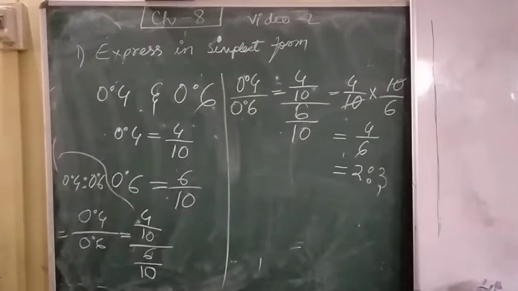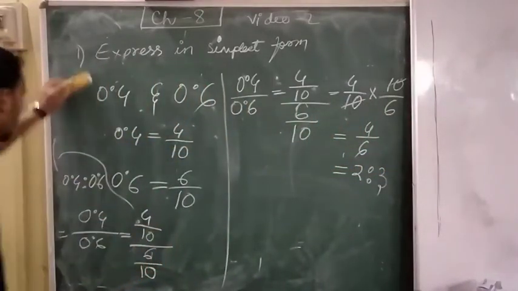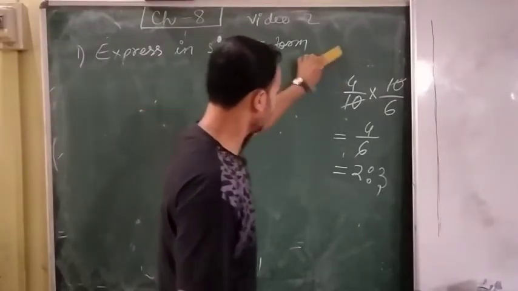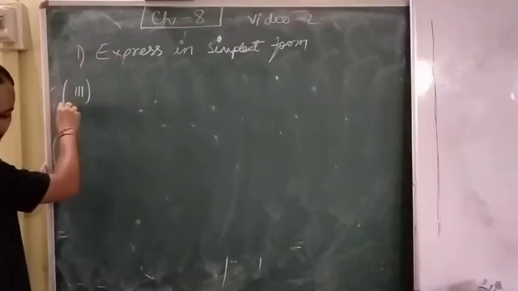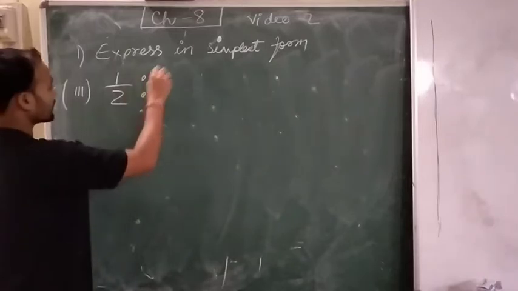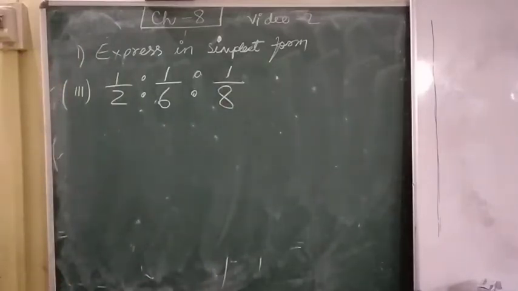Now, see, question number 3 you see. Question number 3 is a bit different. Question number 3 is saying 1 by 2 is to, yes, 3 terms are given. 1 by 6 is to 1 by 8. Okay, 1 by 2 is to 1 by 6 is to 1 by 8. We have to express this in lowest terms. How are we going to do this?